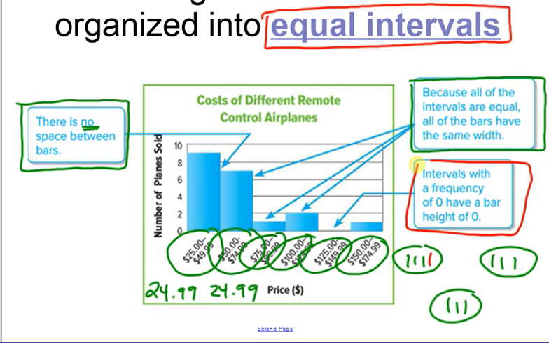The last part of a histogram is pretty simple. If you have an interval that has 0 values or 0 numbers in the data set, you do not draw a bar, but you still have to draw the interval because remember, each one has to be equal intervals.